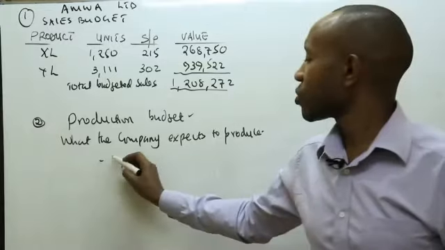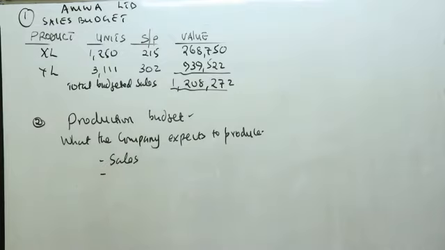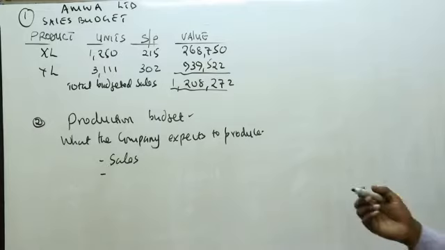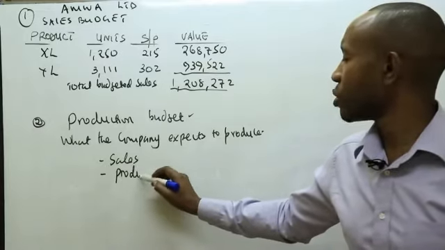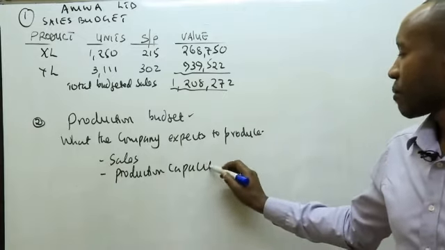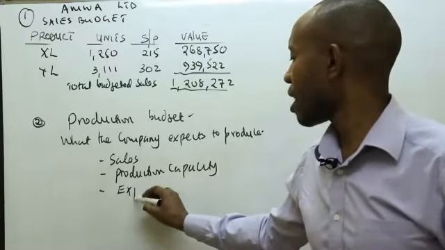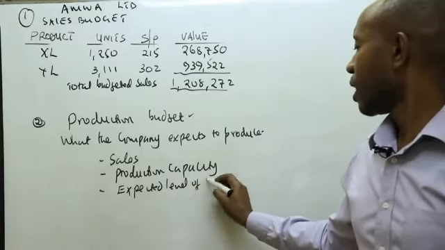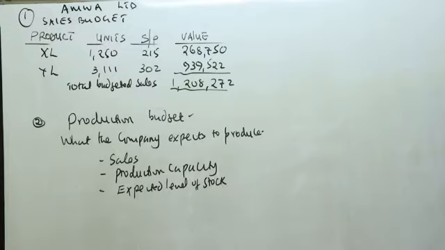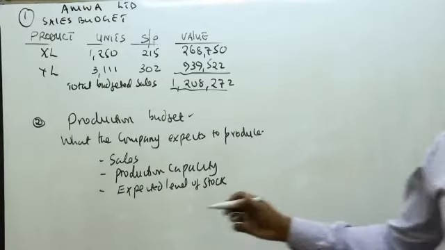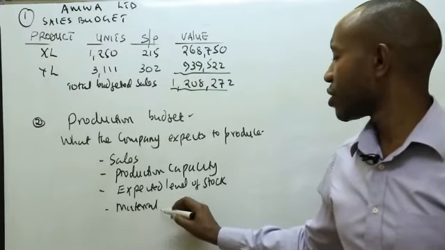So some of the factors to consider will be demand or sales. This will tell us how many units we produce, because we are producing to be able to meet our sales. We'll also be looking at how many units we are able to produce, so we can talk of production capacity. Then what are our expected levels of stock? Of finished goods, both opening and closing. And then probably also, what is the availability of material?